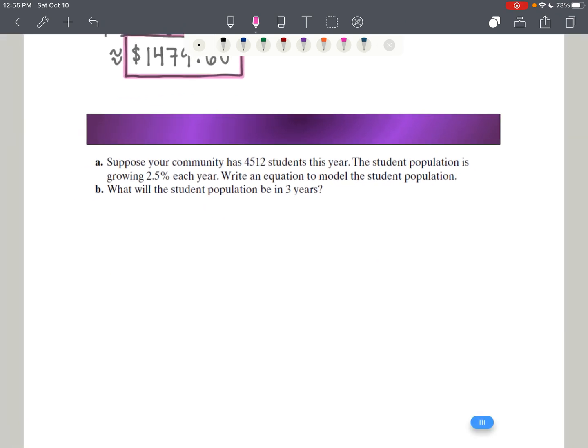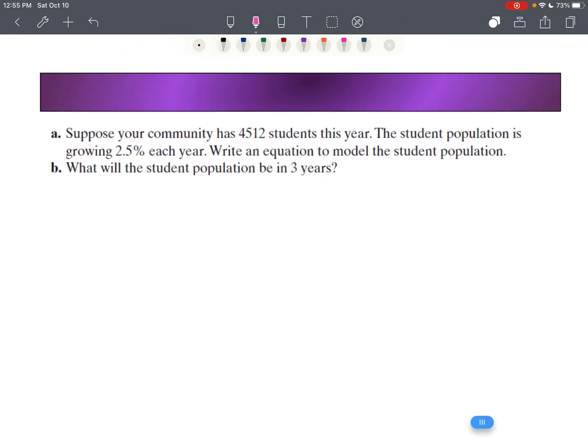Okay, let's have you try this. Suppose your community has 4,512 students this year. Student population is growing 2.5% each year. Write an equation to model it, and then find what the student population will be in 3 years. Go ahead and press pause, and when you're ready to reveal the answers, I will provide them to you. Make sure you press play when you're ready to reveal those answers.